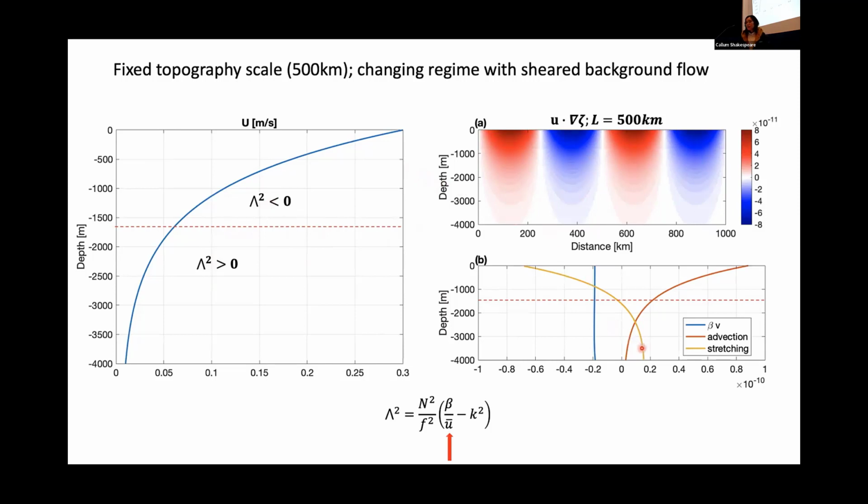Correspondingly, at the bottom, stretching is balanced by beta wave, but as we go upwards, advection and stretching become more dominating. This is exactly because advection and stretching are scaled by the background velocity, while beta wave is not. So beta wave is relatively uniform throughout the water column.